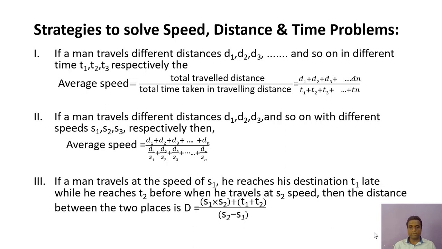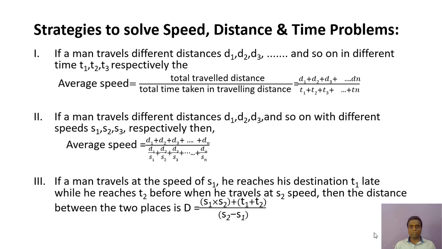If a man travels with the speed s1, he reaches the destination t1 late. What situation is given? If a man travels with speed s1, he reaches his destination t1 late, a late time duration of t1. Now if he travels with speed s2, he reaches t2 time before, t2 time in advance.